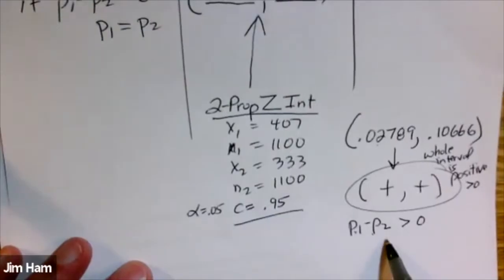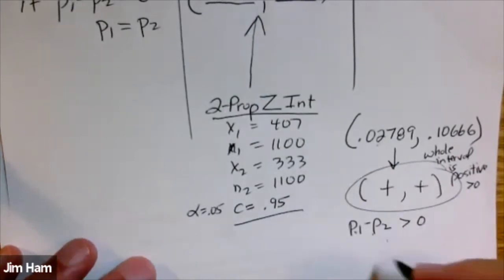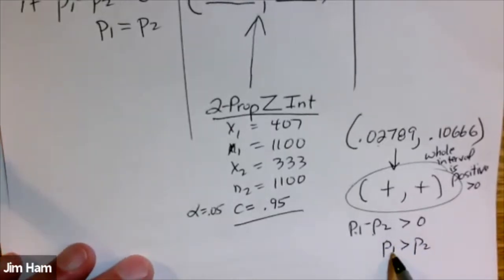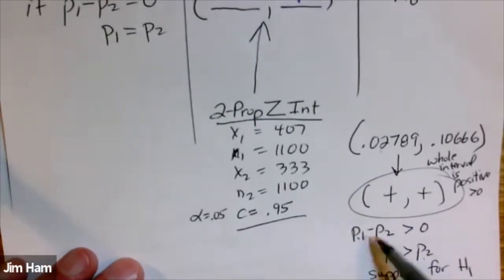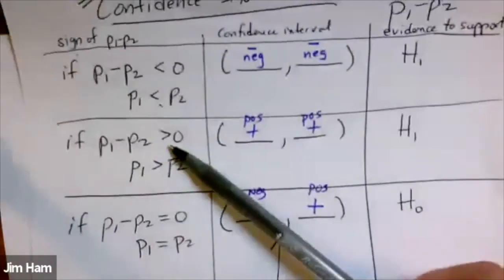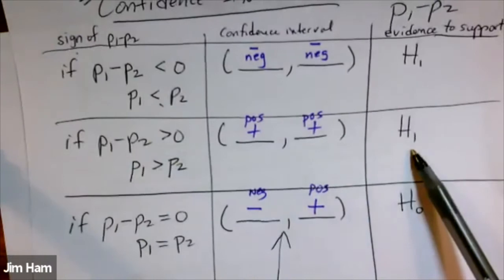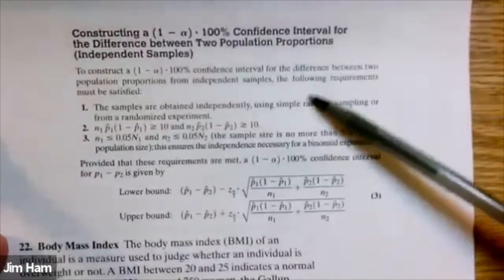And if P1 minus P2 is greater than 0, that means we have evidence to support that the proportion back then is greater than the proportion today. And this is support for the alternative hypothesis. So P1 minus P2 greater than 0, that's this one here, where you're going to get 2 positives. And that's support for H1. All right, and so that's what all of this is.